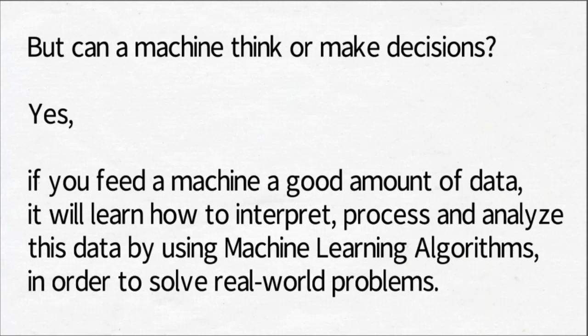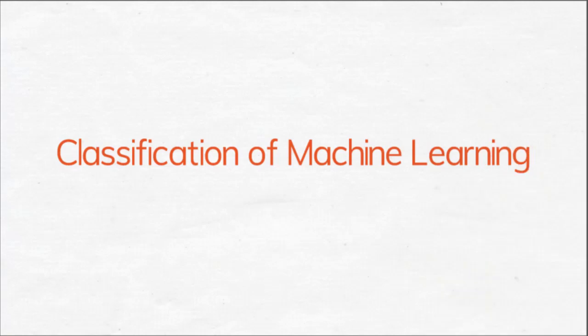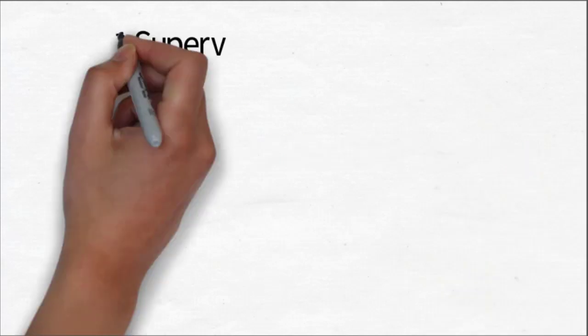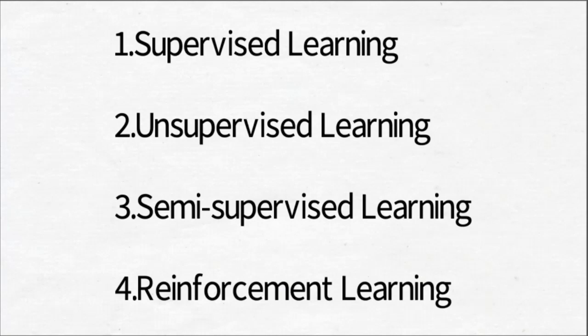Now that we have understood what is machine learning, let's look at the four types of machine learning algorithms: supervised learning, unsupervised learning, semi-supervised learning and reinforcement learning. Let's understand each of these machine learning algorithms.